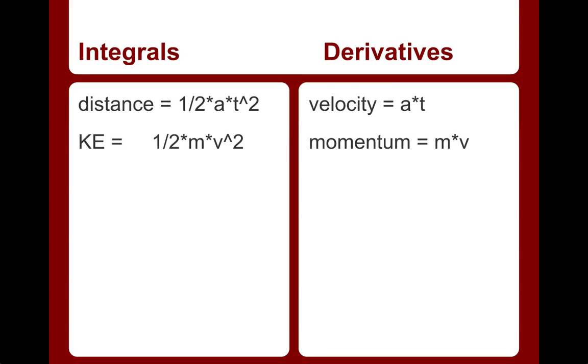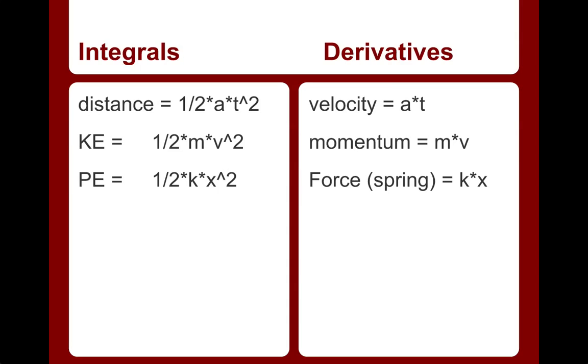Or let's say that you have a spring with a certain stiffness that we measure using the spring constant, or the letter K. If you stretch out the spring a certain distance, the force that the spring exerts is given by the equation F equals K times X. Again, K is the stiffness, and X is the amount that we stretched it out. And now the spring has potential energy stored inside of it, and that potential energy is given by 1/2 times K times X squared. So here you can see again that the potential energy of the spring is the integral of the force that it exerts.